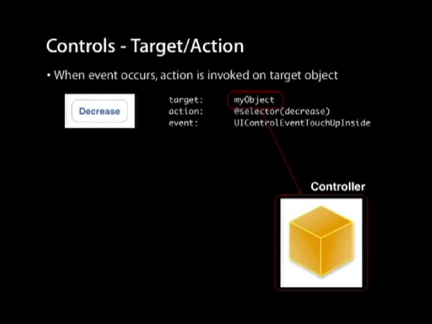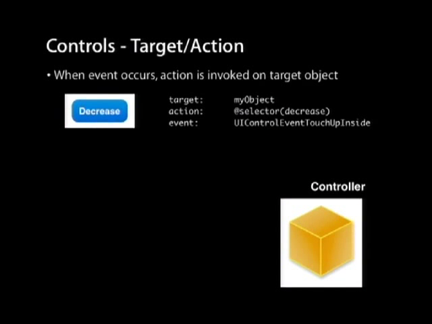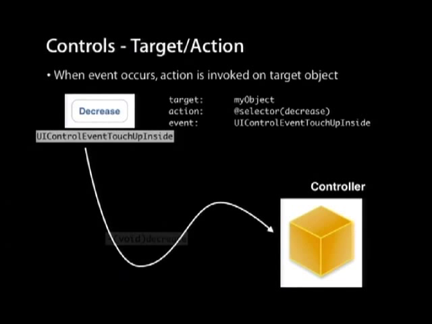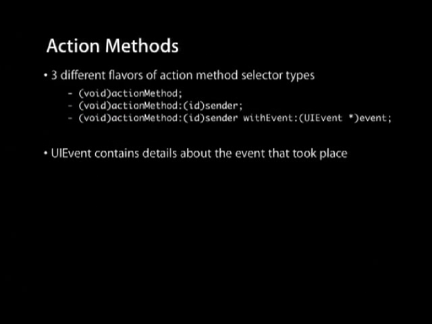The way I do this is, in Interface Builder, I hold down the control button and drag from the button to the object, and I say that's the target. I then assign the action. I say the event is touch up inside, and then the action is decrease. So you actually make this physical connection between the two.